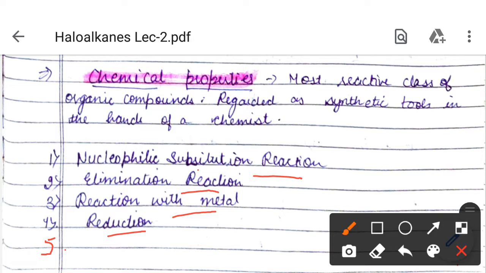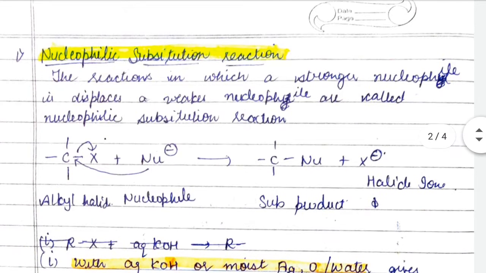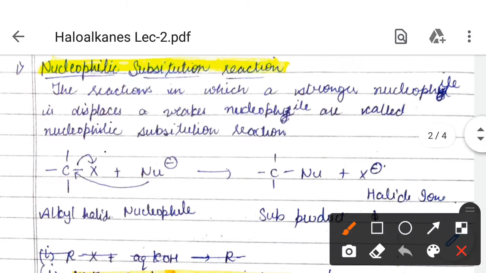a strong nucleophile can replace the already present halogen. So nucleophilic substitution reactions take place, and first we start with nucleophilic substitution reactions. In nucleophilic substitution reactions the halogen atom is replaced by a nucleophile if it is stronger than the halogen. So stronger nucleophiles replace the halogen and they give substitution products.